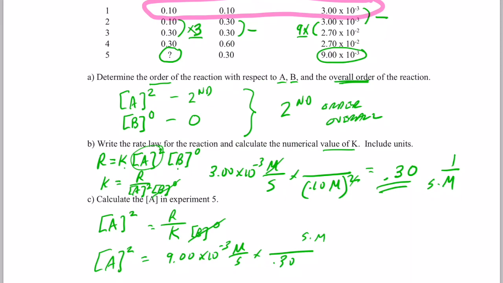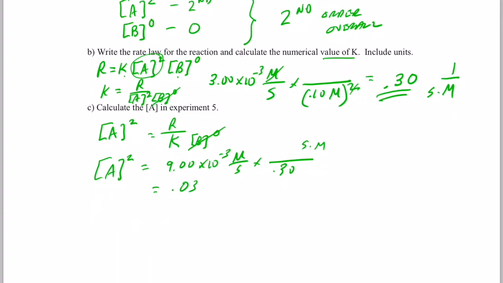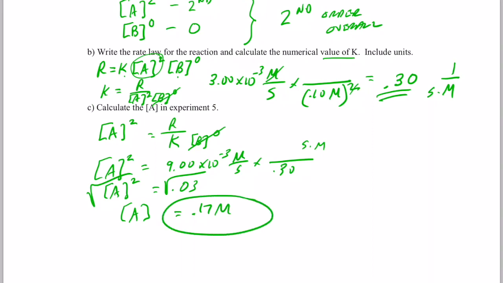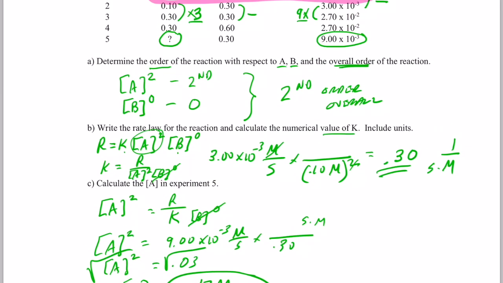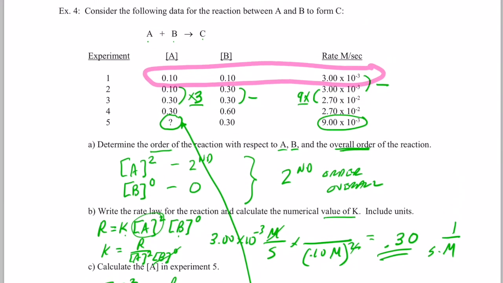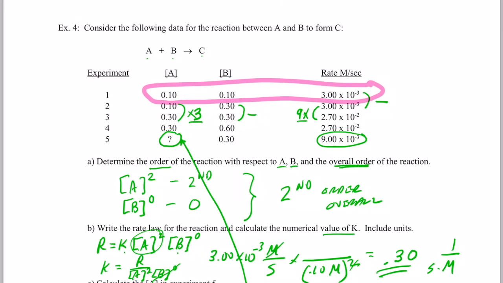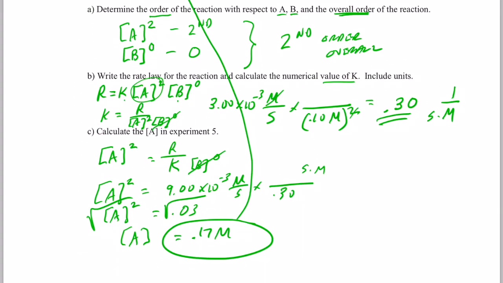All right, so let's see what we end up with here. 9 E to the negative third divided by 0.3 is equal to 0.03. Okay, and so we need to square root that, because remember, that's the concentration of A squared. So A, if we square root both sides, is equal to 0.17 molarity units during that experiment. So we can calculate the concentration of A during that experiment if we can find the rate law and the rate constant, which we did.